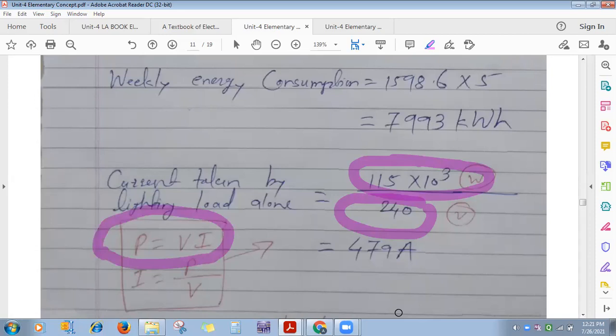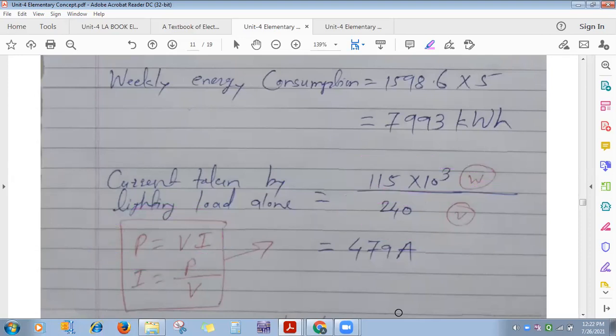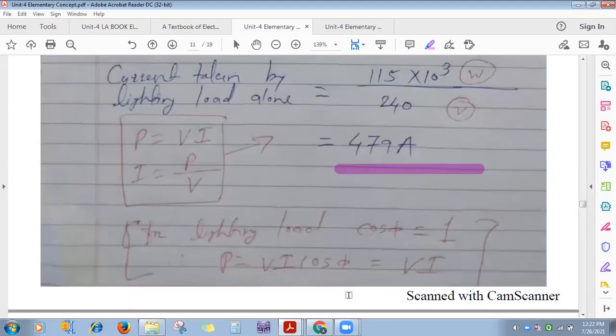If AC is given, mostly cos phi given is 1 in such numericals. And if nothing is given, then by default consider it as DC. And lighting load it is, so lighting load cos phi is 1, isn't it? So always by default consider cos phi as 1 here, if nothing is given. That is its meaning. Cos phi you have to take as 1. So you can calculate the current. You will get this answer.